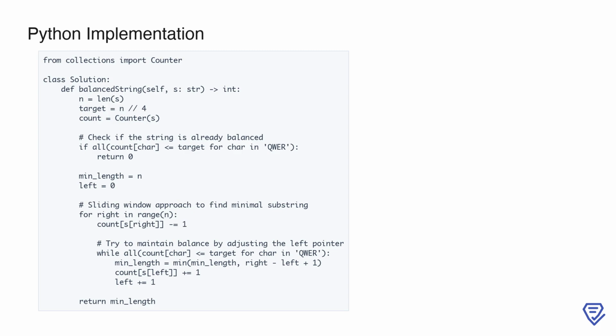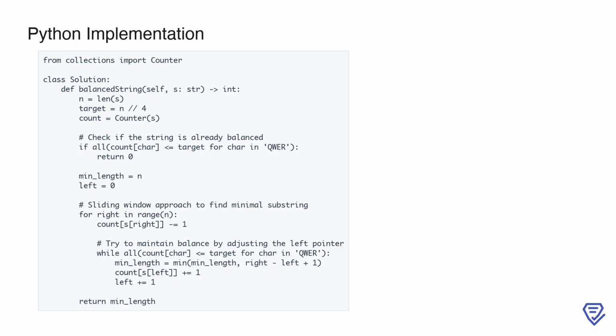This approach efficiently finds the minimal substring to replace in O(n) time, as each character is processed at most twice, once by the right pointer and once by the left pointer. The use of the counter and the sliding window ensures that the solution is both concise and performant, suitable for larger input sizes.